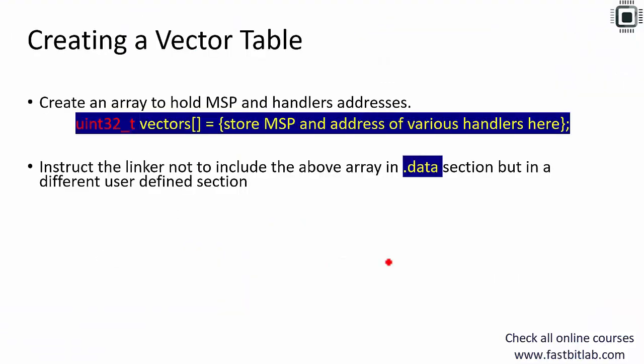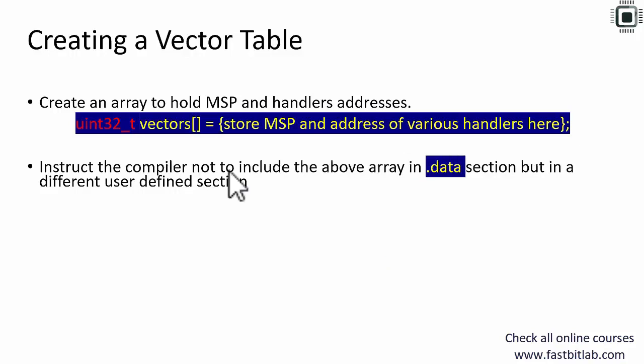So now, how to create a vector table? What is a vector table? It's a collection of addresses, isn't it? Create an array to hold the MSP and handler addresses. In order to hold the vector table, we are going to create an array of uint32_t. And this array we can initialize later. What is this array? This is data, isn't it?